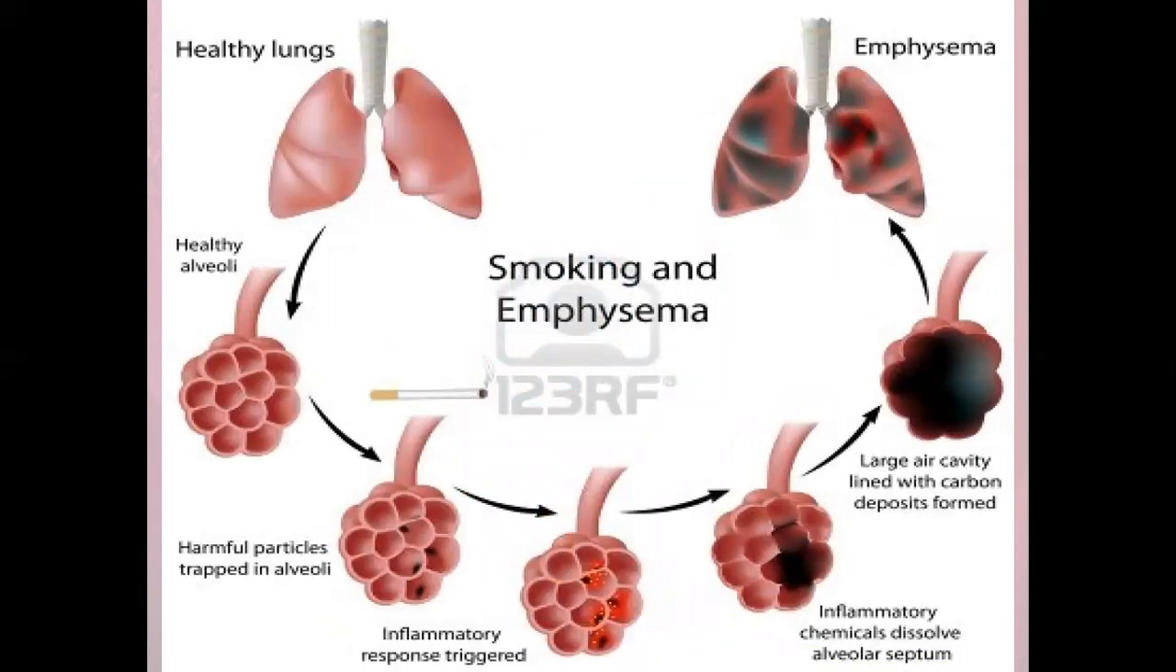So here's a little picture about smoking and emphysema. These are healthy lungs, healthy alveoli. Then those harmful particles get trapped in there. It triggers an inflammatory response. Then you get inflammatory chemicals. And then you get a large air cavity that's lined with carbon. Those deposits form, and then you get emphysema.